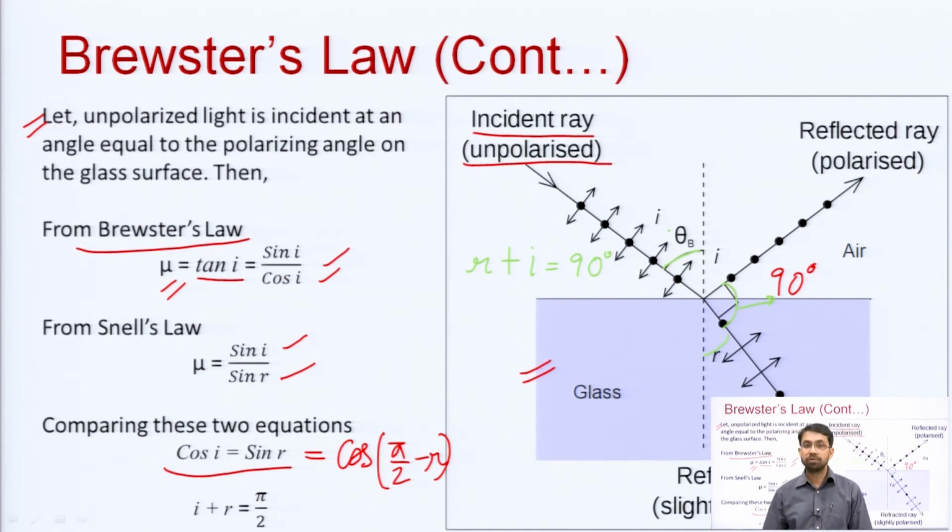So, this is Brewster's law, and if the light ray is incident at this particular angle, Brewster's angle, then we get plane polarized light.